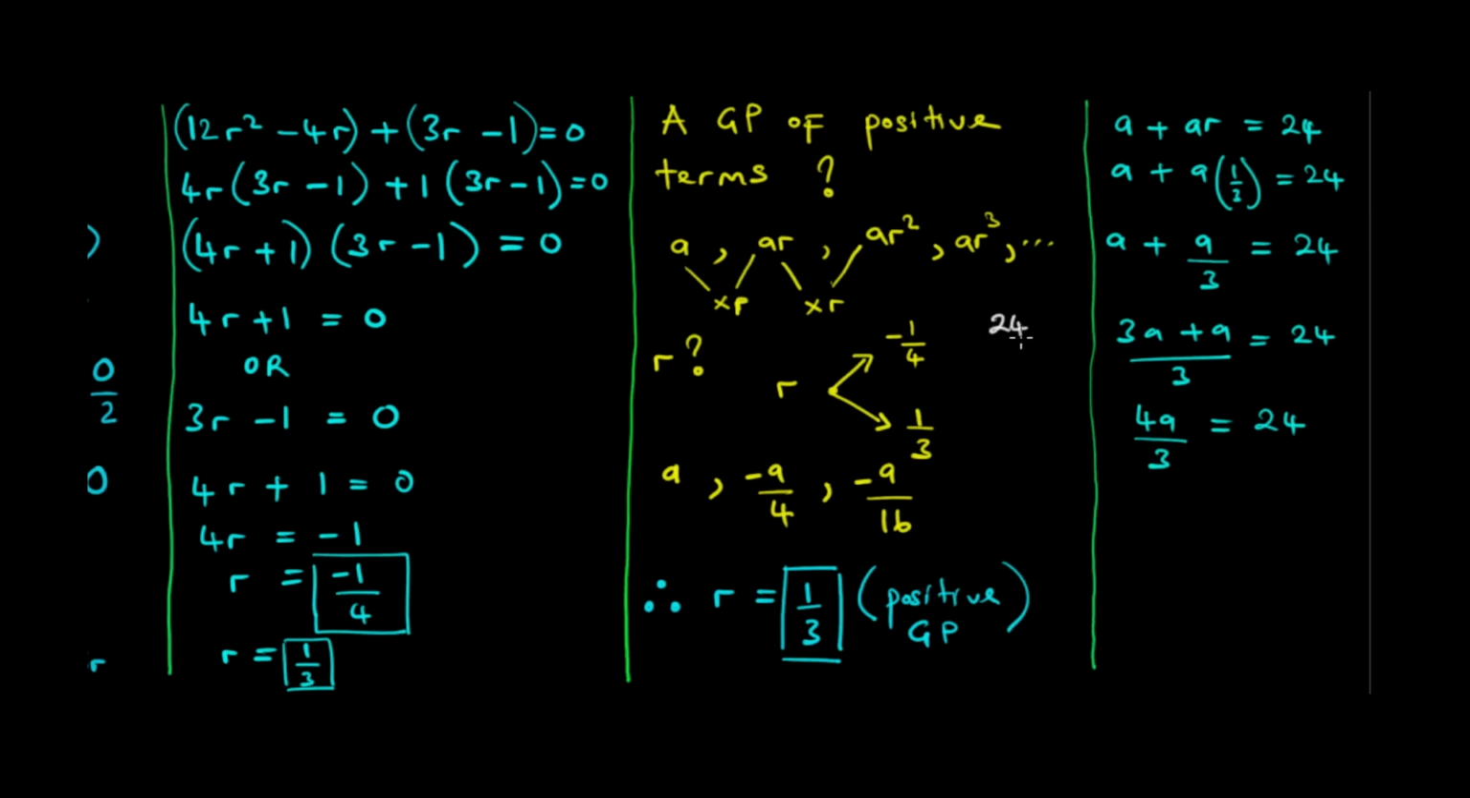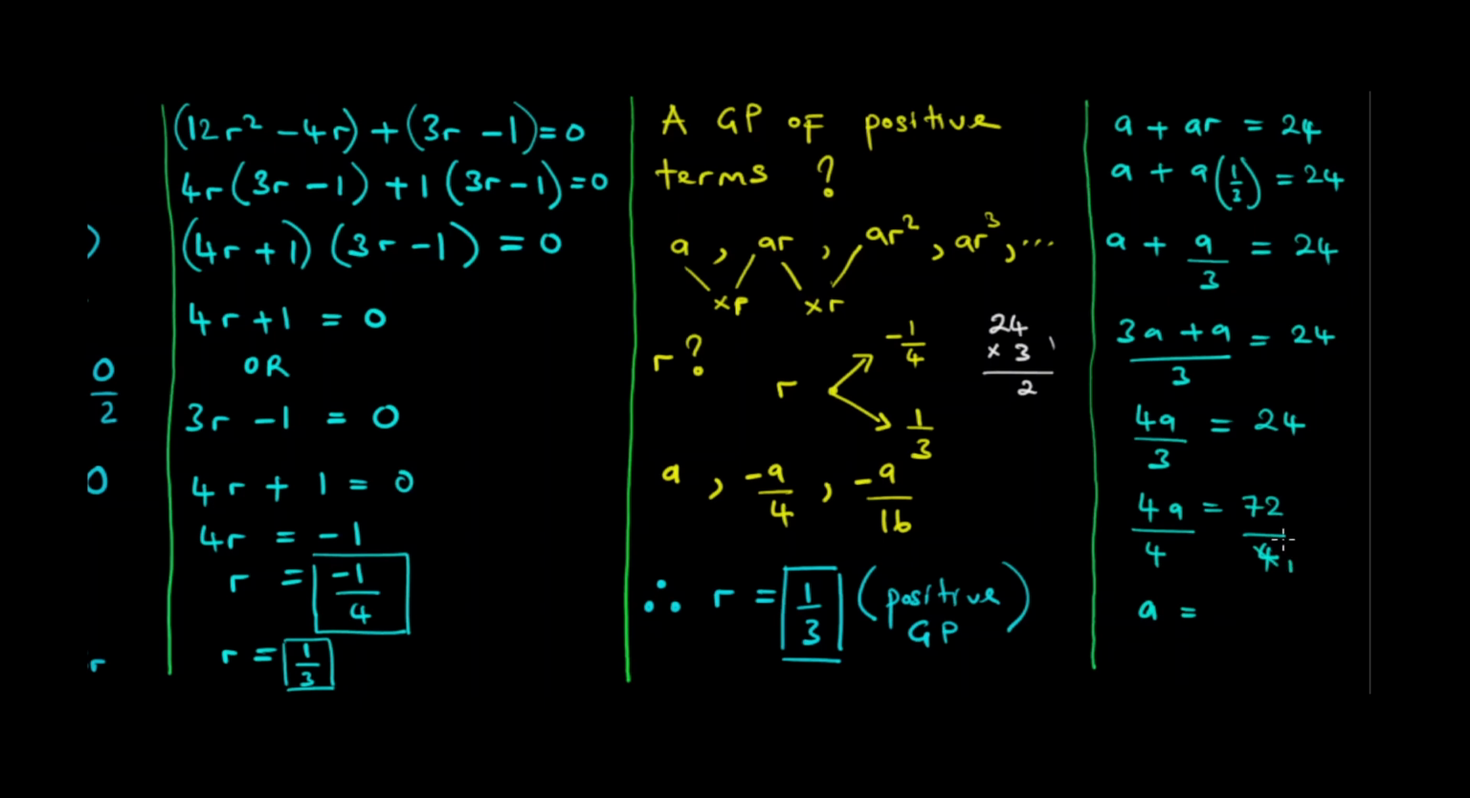So we are in need of knowing what 24 times 3 is. We want 24 times 3, because we cross multiply: 4, 8, 12, 6, so it's 72. So 4A equates to 72. Divide both sides by 4.